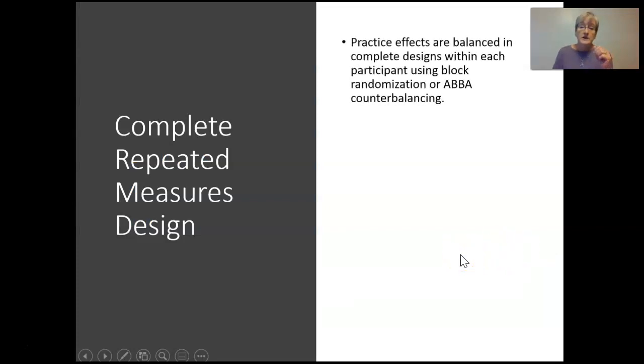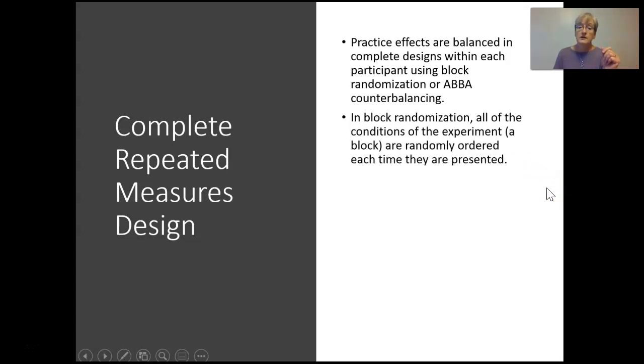With the complete repeated measures design, one of the classic versions of this is called an ABBA, which is not to be confused with a Swedish pop band. What you're doing, in a complete design, is you may create a block where you get condition A followed by condition B, followed by condition B, followed by condition A. And that kind of reversal is in effect counterbalancing exposure to different independent variable conditions.